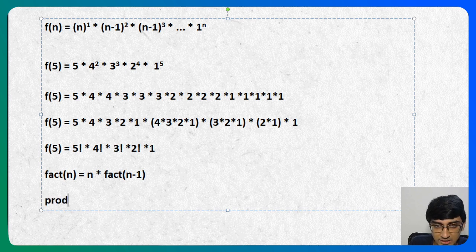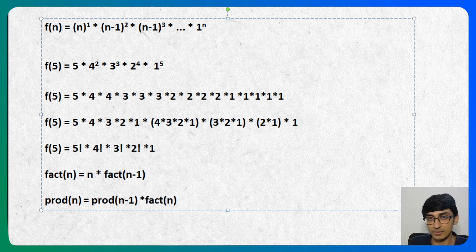So I can very easily say that product of n, which is nothing but f of n, is equal to product of n minus 1, right? Whatever was the product up till the previous one, into the factorial of the new number that's coming in. Just take a pause here and figure out. F of 4 was 4 factorial into 3 factorial into 2 factorial into 1. F of 5 is 5 factorial into 4 factorial into 3 factorial into 2 factorial into 1 factorial. So you can actually classify this as f of 5 is equal to 5 factorial into f of 4.